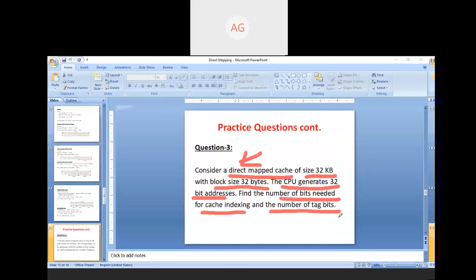I am discussing this quickly because there is not much time left. So just write the question, what is given to you and what we need to find out. Now moving to the solution of it.